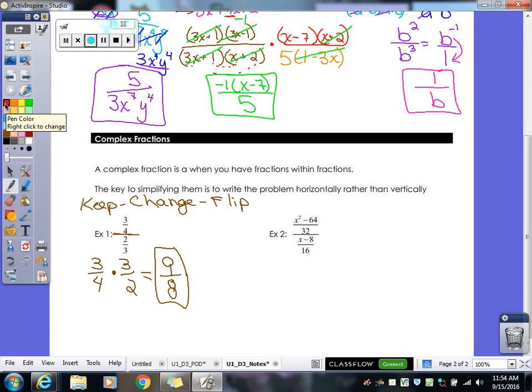So our last example, again, we have a fraction divided by a fraction. So we're going to do keep, change, flip. So I'm going to keep my first fraction, but I'm also going to factor it at the same time just to try to save us some steps. So x squared minus 64, how does that factor? X minus 8, x plus 8. Change it to multiply. What's in our numerator? 16. And then your x minus 8 is in your denominator.